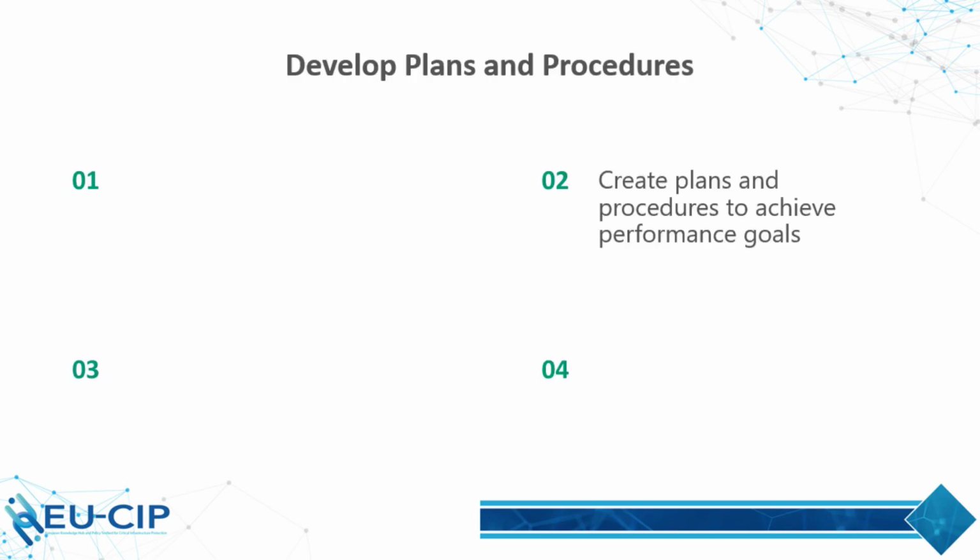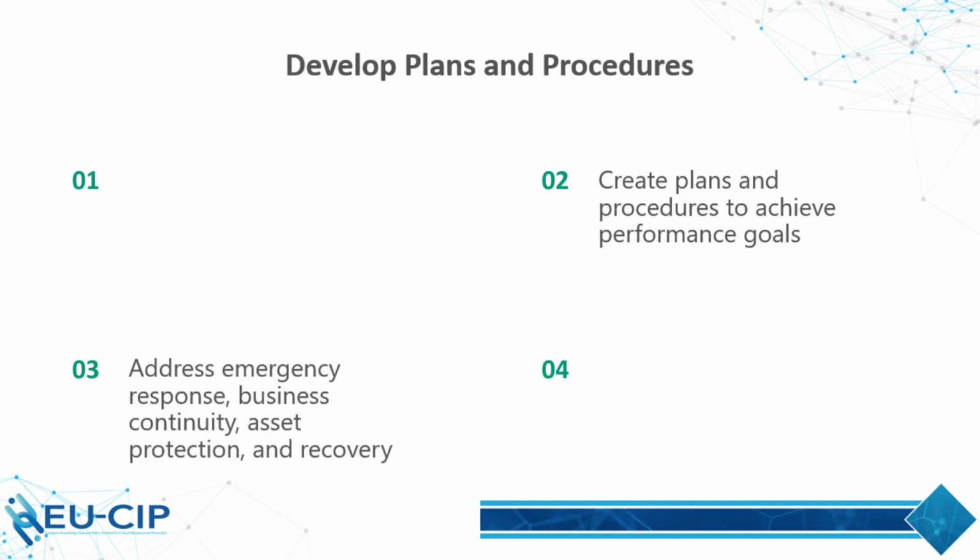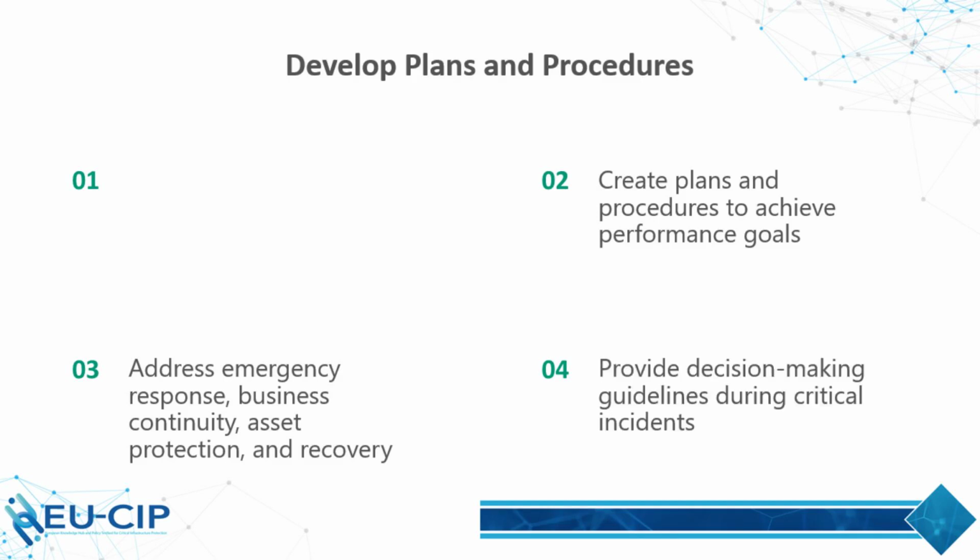Once the performance goals are defined, plans and procedures should be developed to achieve them. These plans should address different scenarios, such as emergency response, business continuity, asset protection, and recovery strategies. They should outline the roles and responsibilities of various stakeholders and provide guidelines for decision-making during critical incidents.